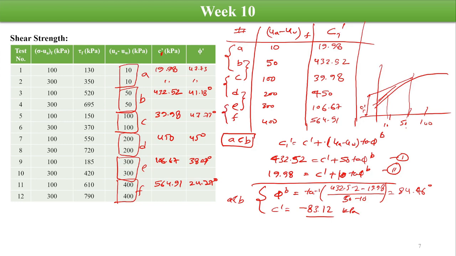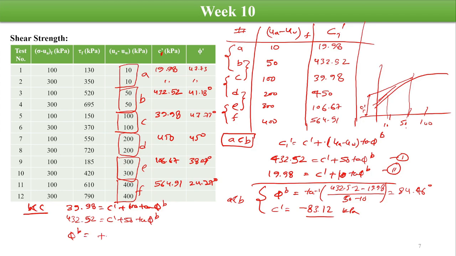Right. So let me do it for one more. Let's say B and C. Okay. So we'll write the equation. The equation will be nothing but 339.98 is equal to C dash plus 100 times tan phi B. The second equation will be 432.52 is equal to C dash plus 50 times tan phi B.